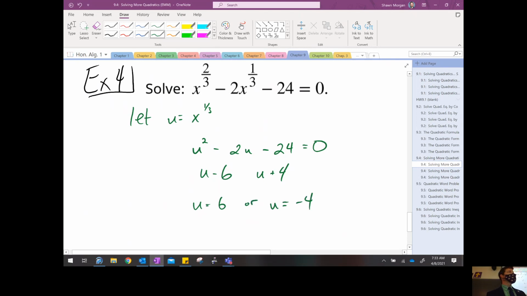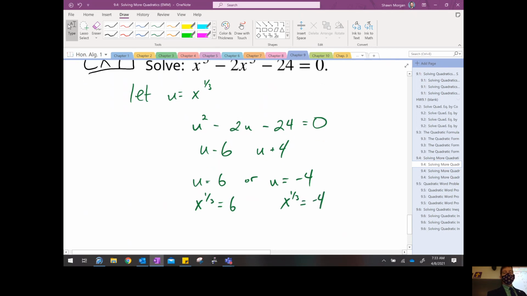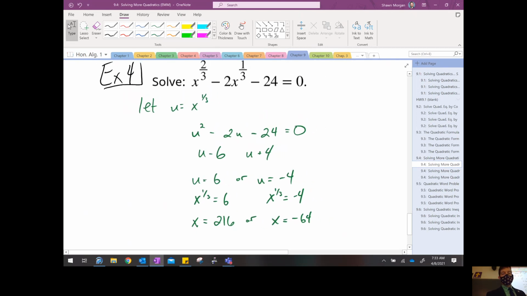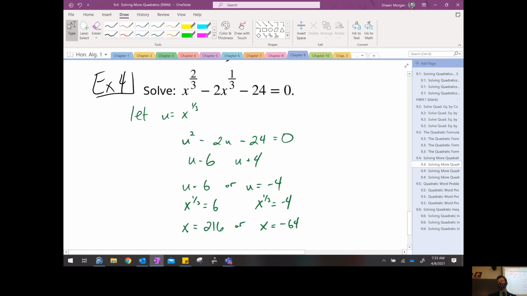What is u the same thing as? X to the 1/3. So how do I get x by itself? Good. Cube everything. So 6 cubed is 216, and -4 cubed is -64. Now, what do I want to double check? Look for the extraneous solution, right?